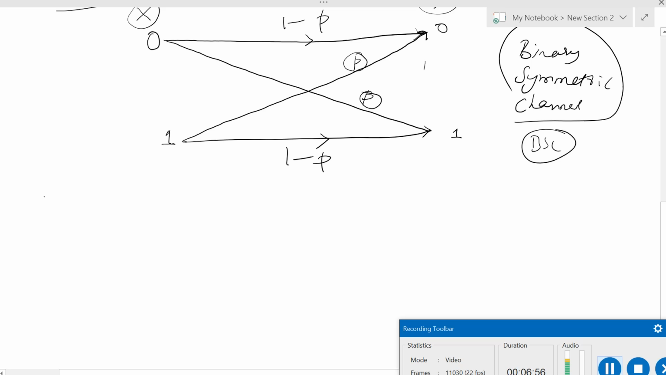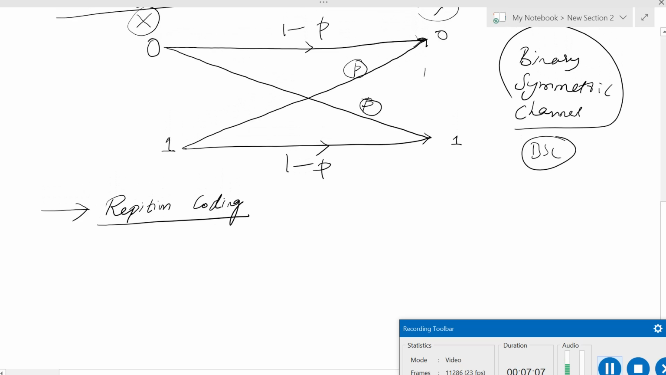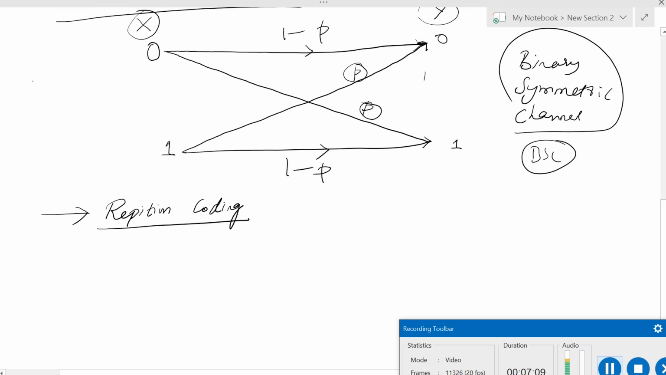One of the possible ways is something called repetition coding. See, if you transmit your binary sequence, suppose this is your message bits. If 1 changes to 0 or 0 changes to 1, it is lost permanently. You cannot recover it. We want to protect it.